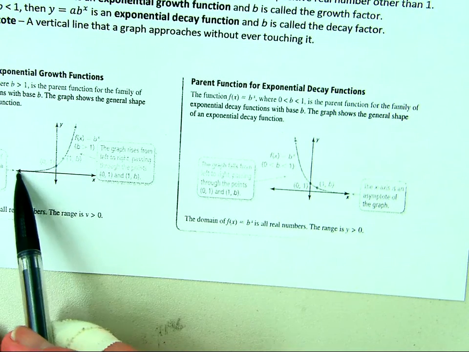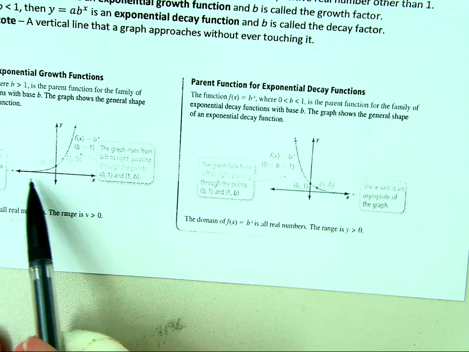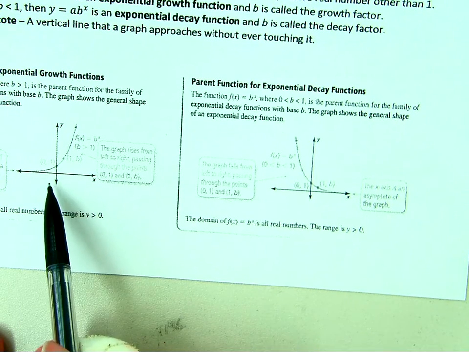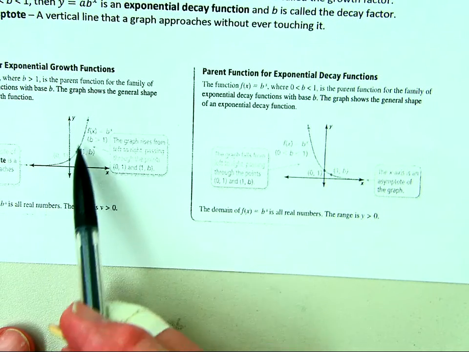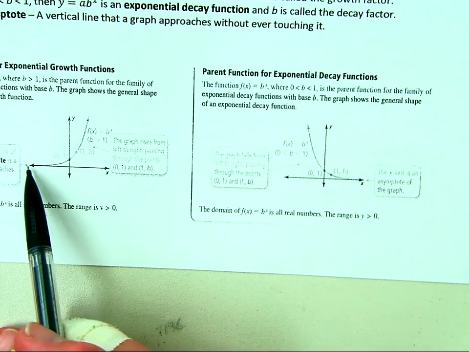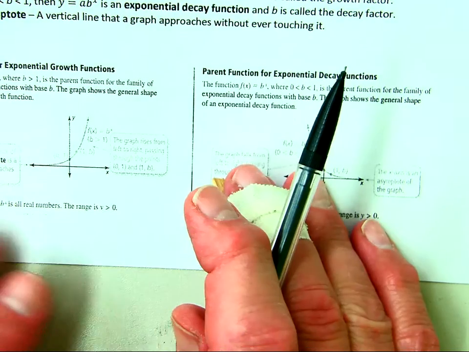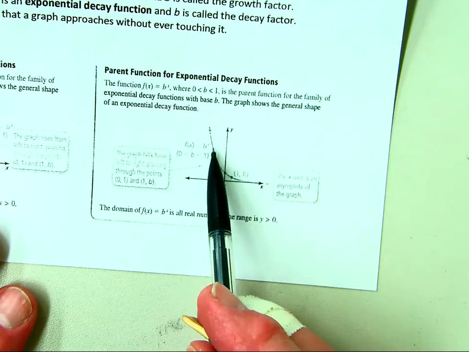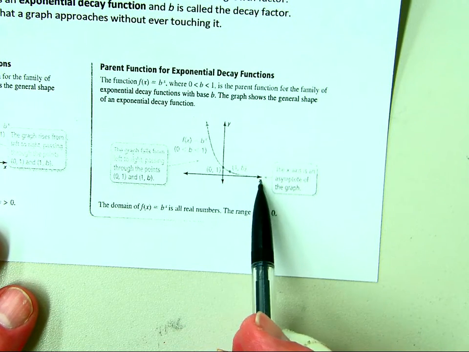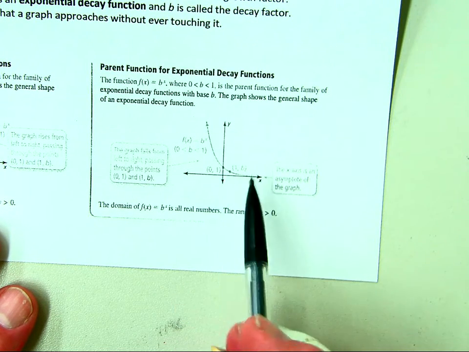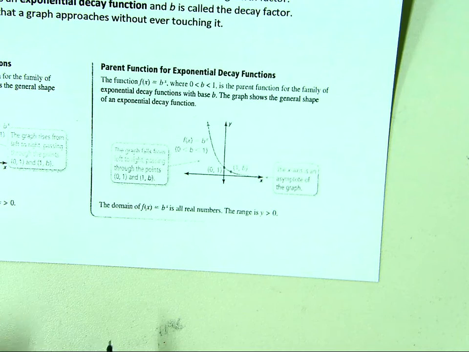It gets closer and closer to the x-axis without touching it. So the x-axis is called a horizontal asymptote because it gets closer and closer and closer. That's a growth function, so it has positive slope. Here is an exponential decay function. It has negative slope. It still has the x-axis for an asymptote again.